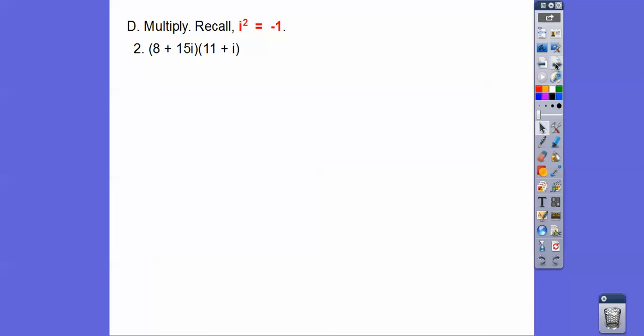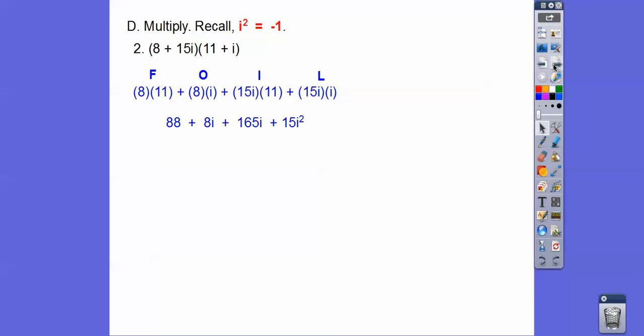All right, so first times first, there it is. Let's do this slower. 8 times 11, and then outer times outer, 8 times i. Inner times inner, 15i times 11. Finally, last times last, 15i times i. And then when you combine all of those, you get that. Now this becomes a minus 15 right there, so when you subtract those, you get that. And there's your correct answer right there.